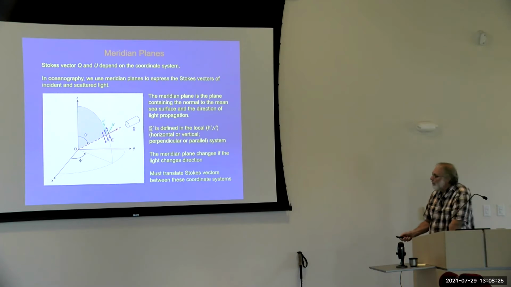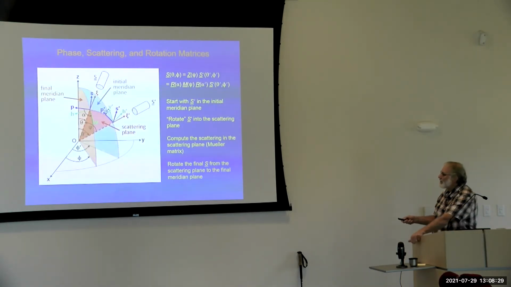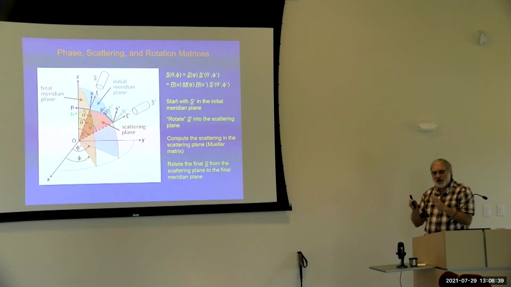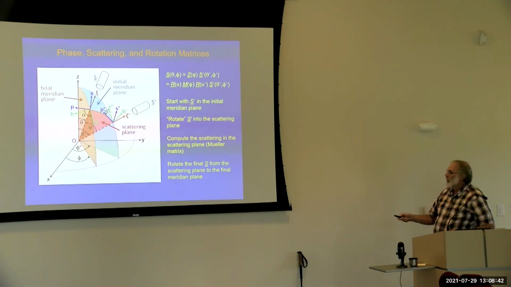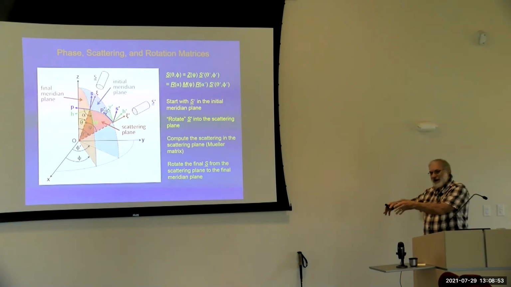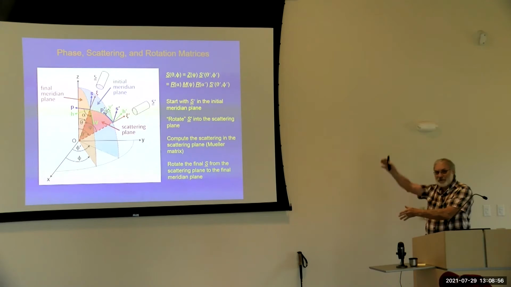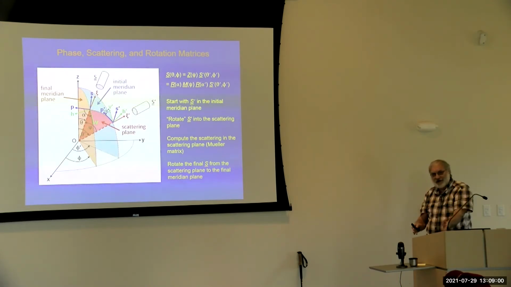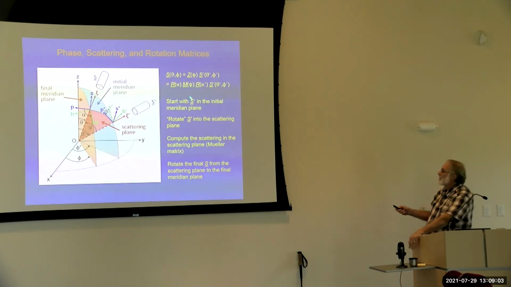Okay, the catch comes when this light going in this direction scatters into some other direction. Ken showed you this Mueller matrix, and the Mueller matrix works when you're in what's called the scattering plane, which is the plane determined by the incident and the final direction. So when you actually work with polarization, you start out given the Stokes vector described in this meridian plane, but it scatters off into some other direction, which is a different meridian plane. Now that Z matrix takes you from this meridian plane in blue and scatters you over into the final meridian plane, which is in this orangish color.